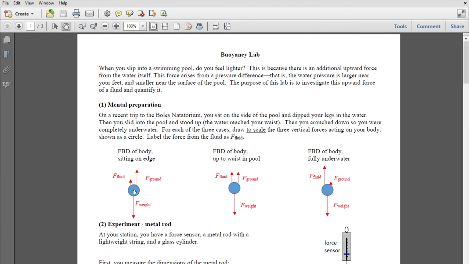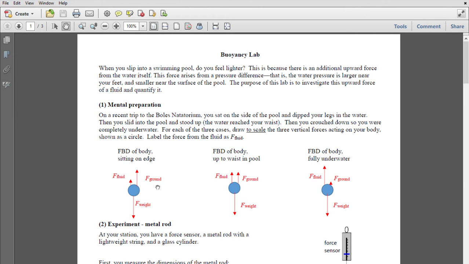And the other two forces are, well, of course, there's a force upward from the ground, either when you're sitting, up from the ground where you're sitting, or if you're standing, up from your feet, right? So that's what F ground is. And the third one is that upward force from the fluid, and that's what we call the buoyant force.